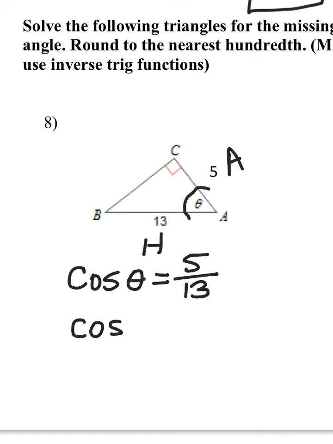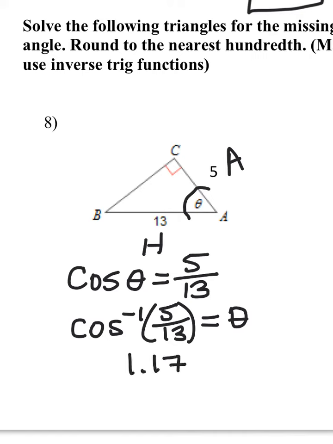So cosine inverse. Now remember, when we're using the inverse, we flip the side, the ratio side, with the angle. So we're going to put the 5/13 on this side of the equal sign, and we're going to put the theta on the other side. Now we're solving for cosine inverse, or arc cosine, of 5/13, and we're going to get 1.17 radians. Make sure you put that in radians.